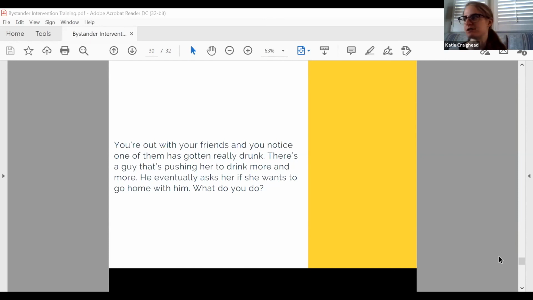But if it's really serious, there are options that could be a distraction. The only one I could think of for distract was to pull the fire alarm, which is very extreme, but it is an option.